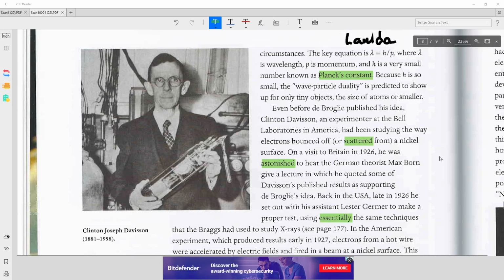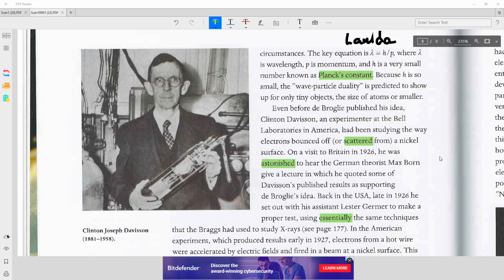The key equation is lambda equals h over p, where lambda is wavelength, p is momentum, and h is a very small number known as Planck's constant. Because h is so small, the wave-particle duality is predicted to show up for only tiny objects, the size of atoms or smaller.